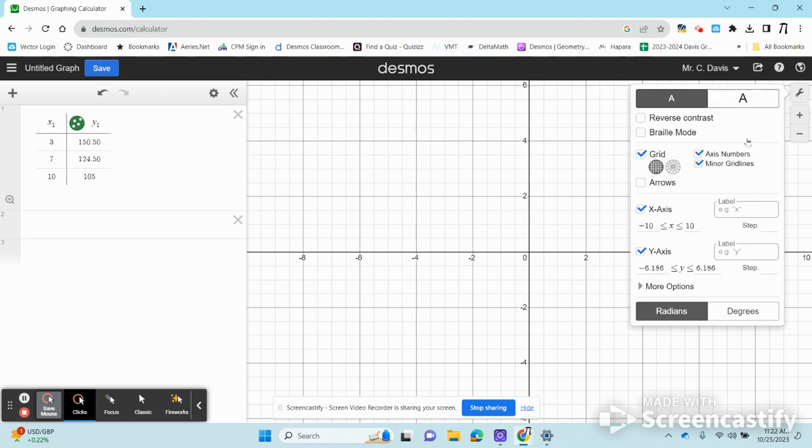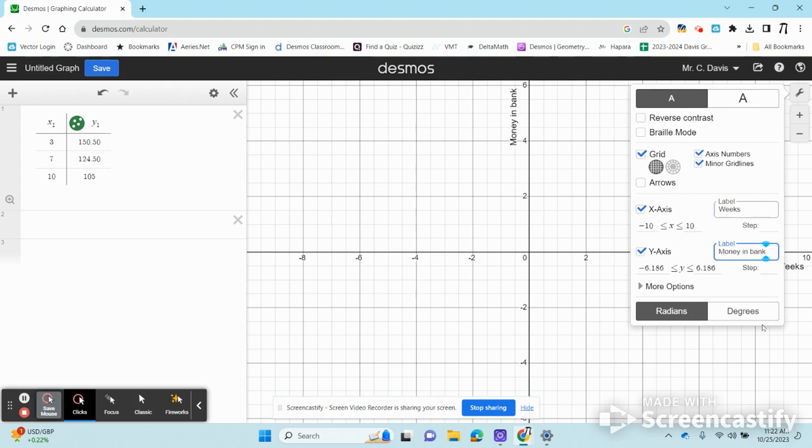So we click on that wrench, and then we can come down here to the label for x. And I told you for my particular case that that's going to be weeks. So I type in weeks. That's going to help me see it. And then the label, this would be money in my bank. You can just label it like that.